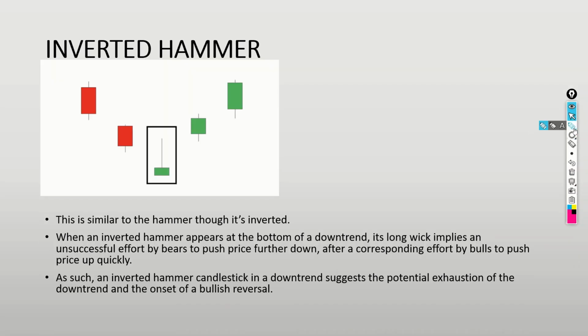So another candlestick pattern is what we call the inverted hammer. The other time we saw a hammer, now we are seeing an inverted hammer. It looks like this. It is similar to a hammer, though it is inverted. When an inverted hammer appears at the bottom of a downtrend, its long wick implies an unsuccessful effort by bears to push the price further down, after a corresponding effort by bulls to push the price up quickly. So we are saying we are in a clear downtrend.